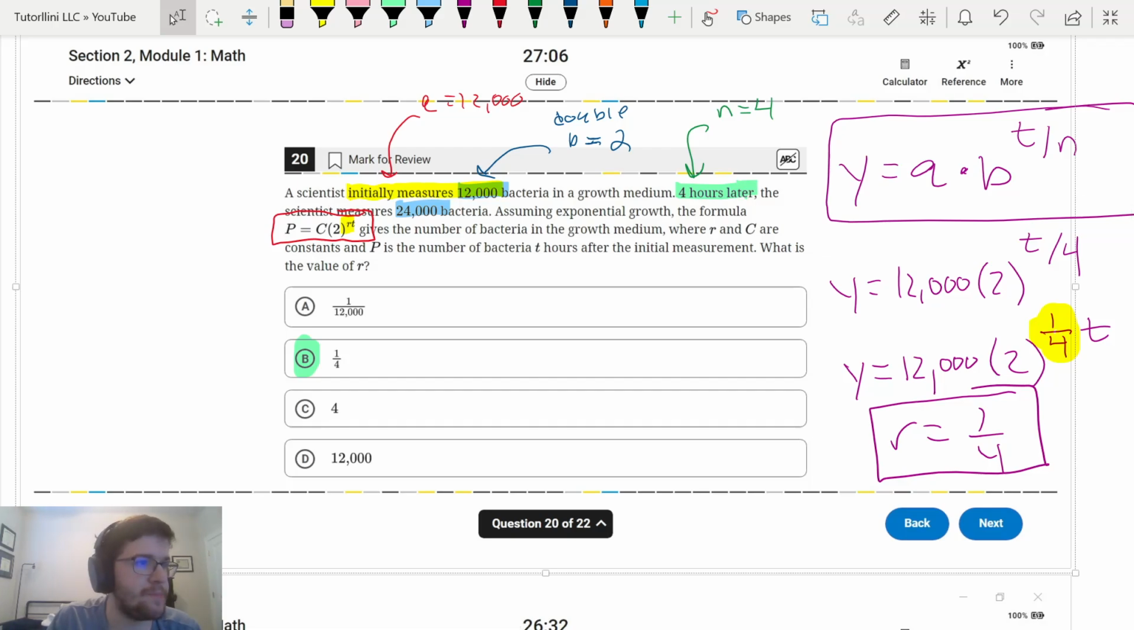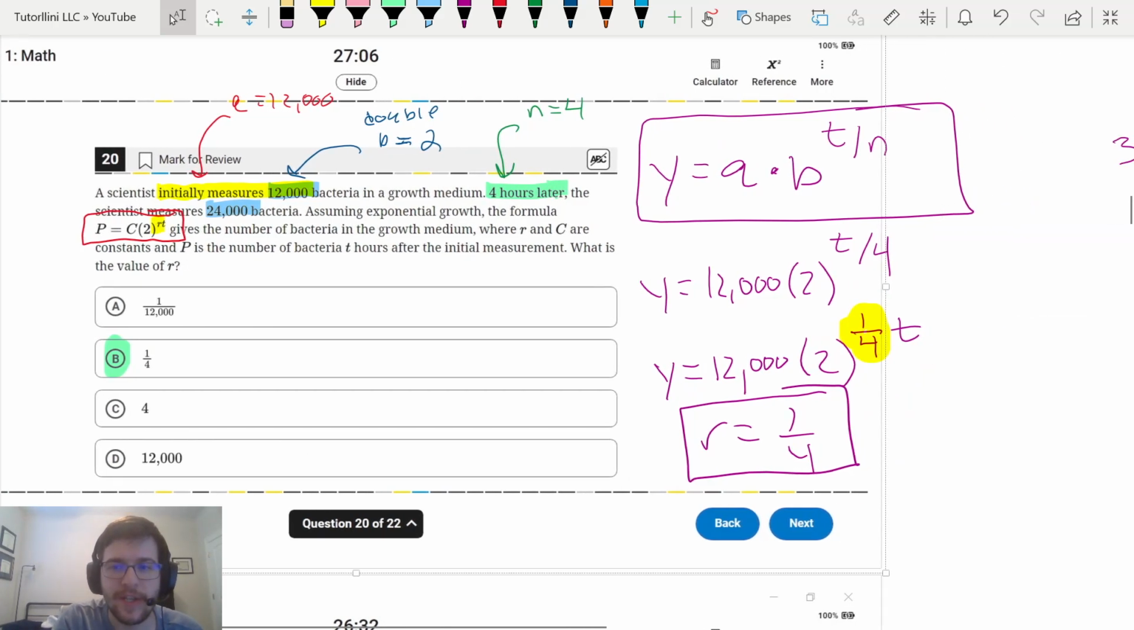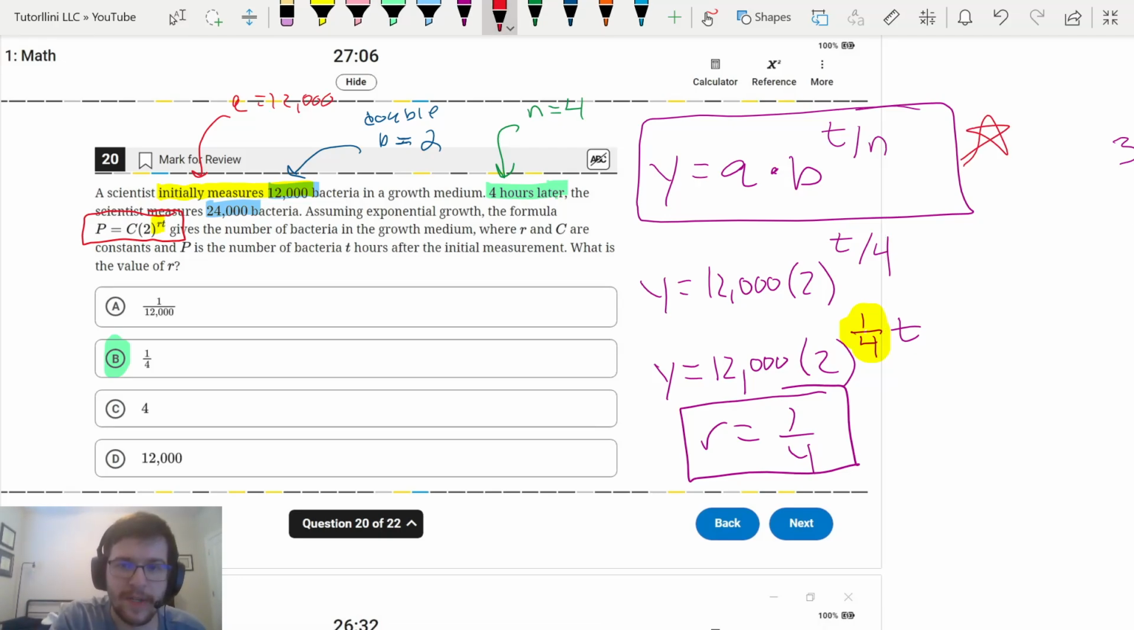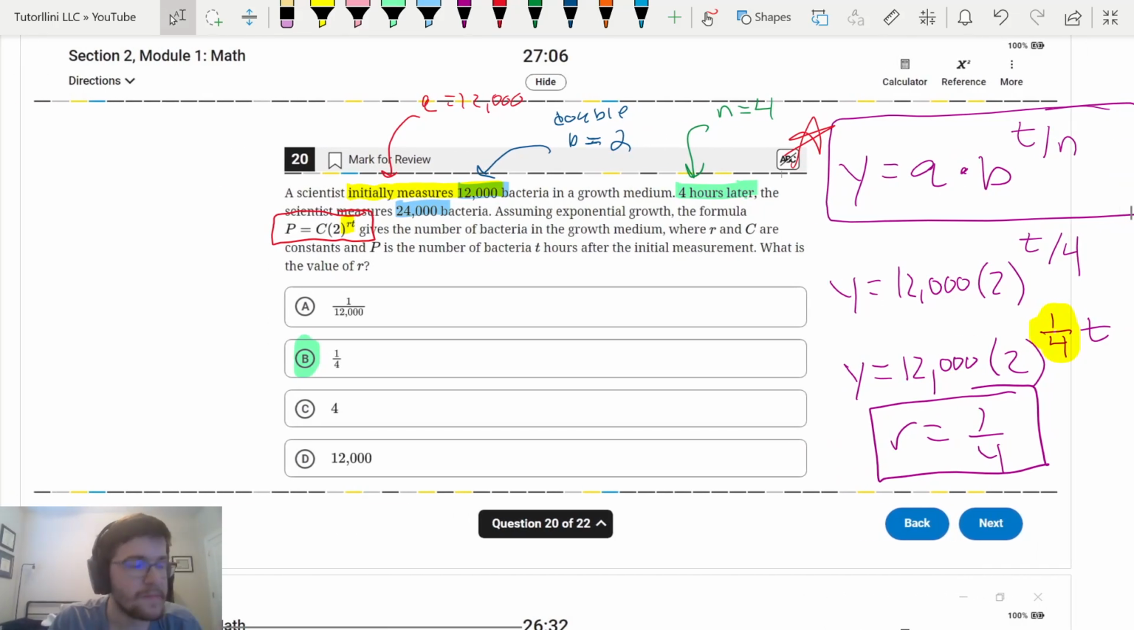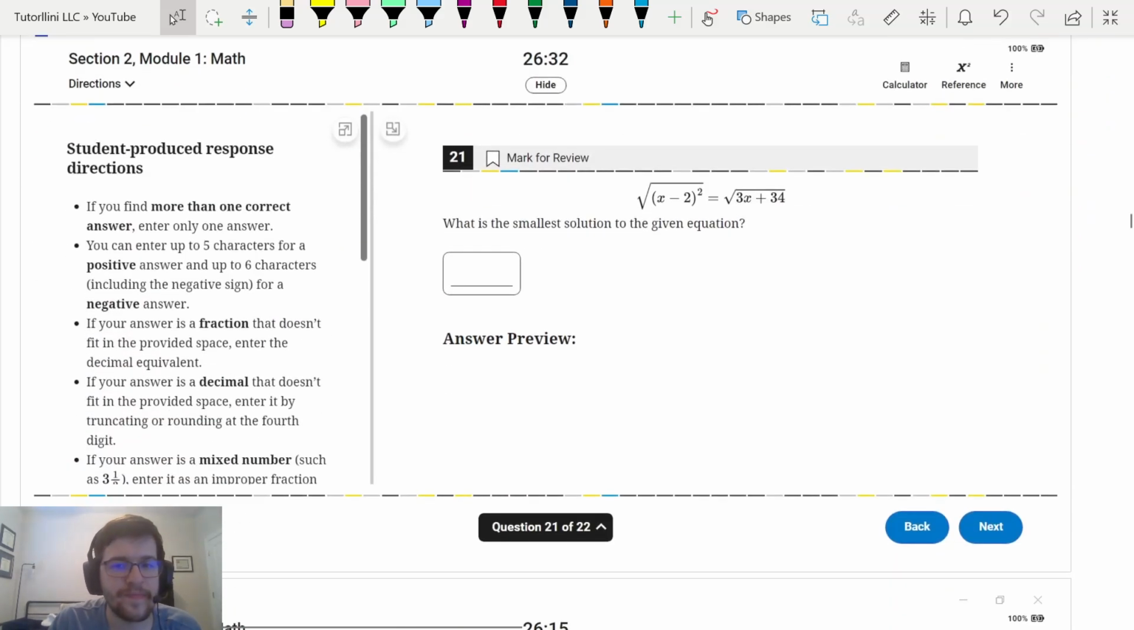Okay, so 20 is B. So you really got to know this equation, and you got to understand what all these letters mean. Again, one more time. A is the starting/initial amount. B is the growth/decay rate. That's the number your Y values are getting multiplied by. In this case, it was 2. And N is the interval, how often they are fully getting multiplied by that number. Anyway. Okay, 20 is good.